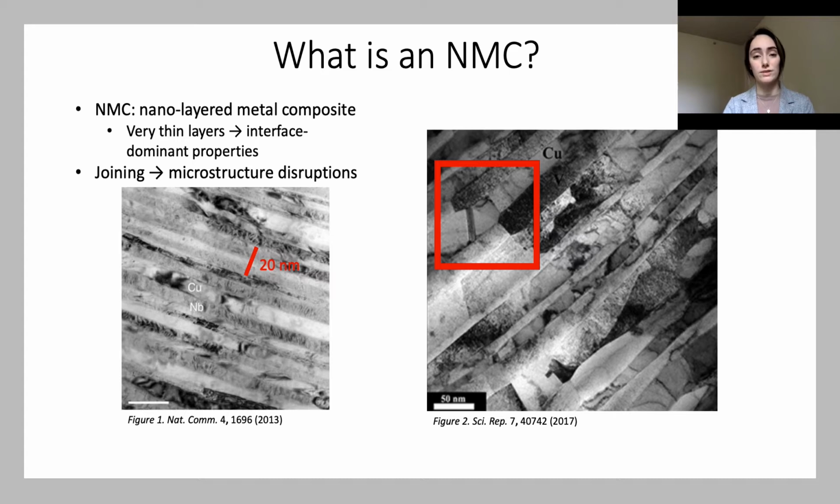Typical joining methods for these NMCs can alter their microstructure. Figure 2 here shows a microstructure disruption in a copper-vanadium nanolayer composite that was due to high processing temperatures. These microstructure disruptions can decrease the interface area between the NMCs. These changes thus alter the microstructure in undesirable ways.